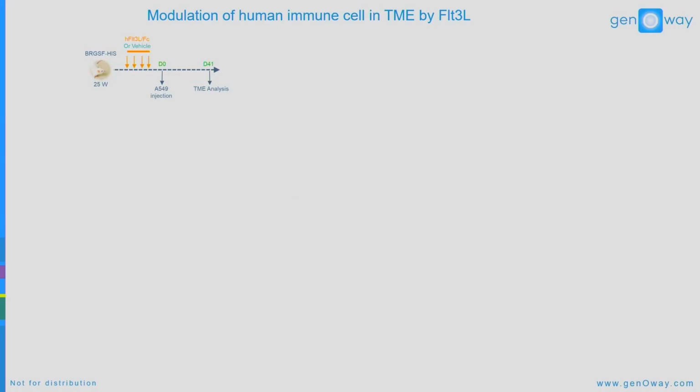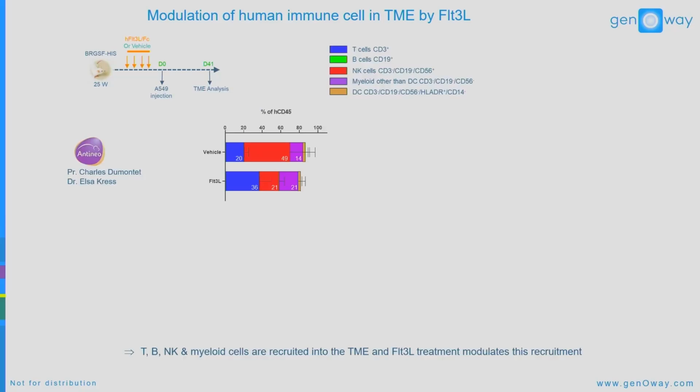I said earlier that the induction of the myeloid compartment was transient in naive animals. Upon inoculation of tumor cells into these mice, the tumor cells, in fact, will do the job. And in order to show that, we did a study where mice received or not FLT3 ligand, were further inoculated with A549 tumor cells, so lung tumor cells, and we analyzed the TME of the animal at day 41 post-inoculation. And this is what we observed.